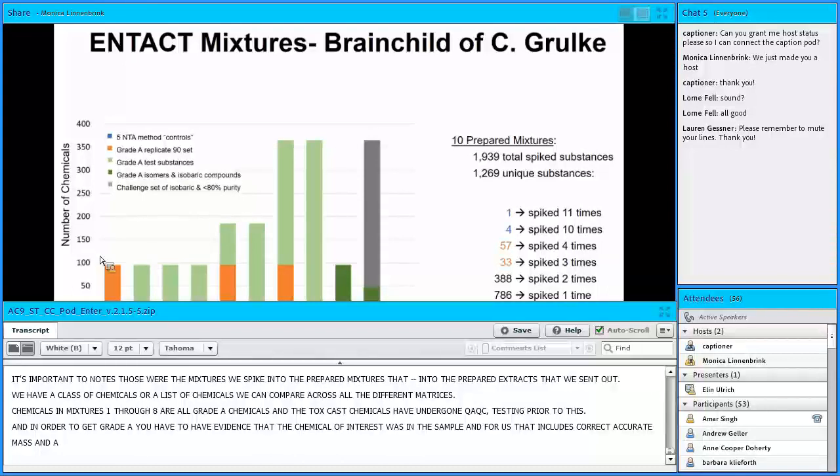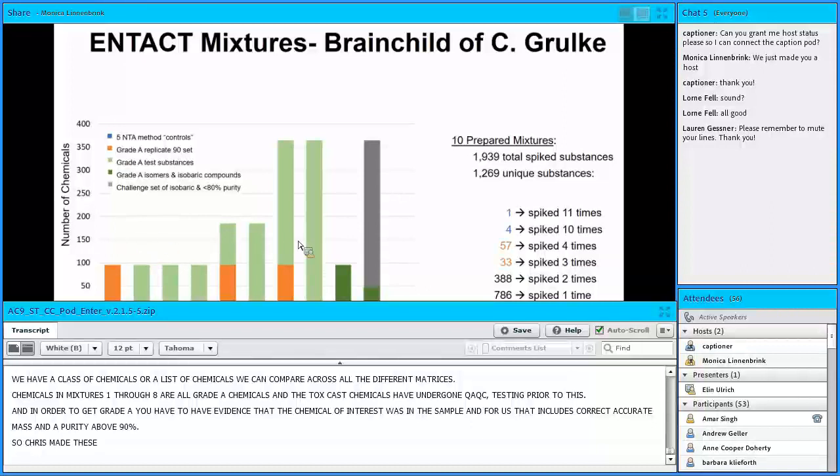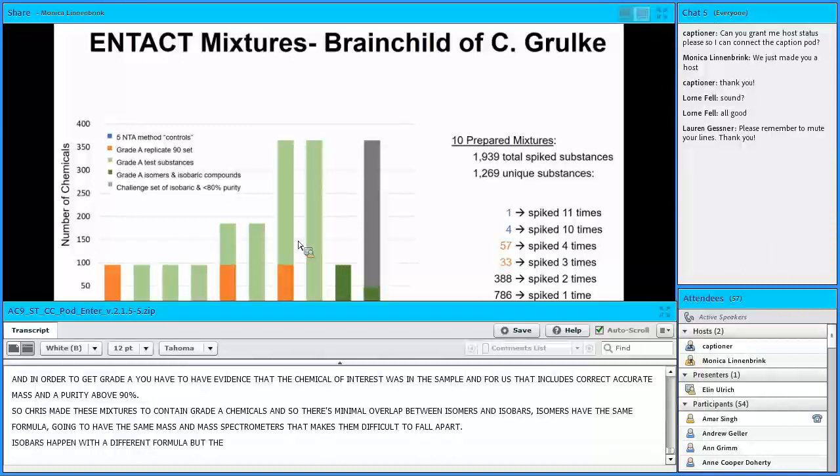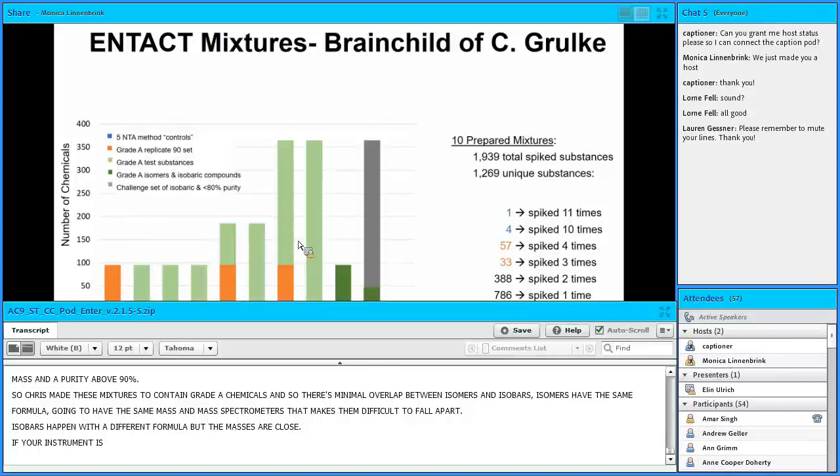So Chris made these mixtures so that they contained grade A chemicals, and so that there would be minimal overlap between isomers and isobars. Isomers have the exact same chemical formula. They're going to have the exact same mass in the mass spectrometers. That makes them very difficult to tell apart. Isobars happen when you have a different chemical formula, but the masses are doggone close. And those, if your instrument is not working at its optimum performance, might also be difficult to tell apart.